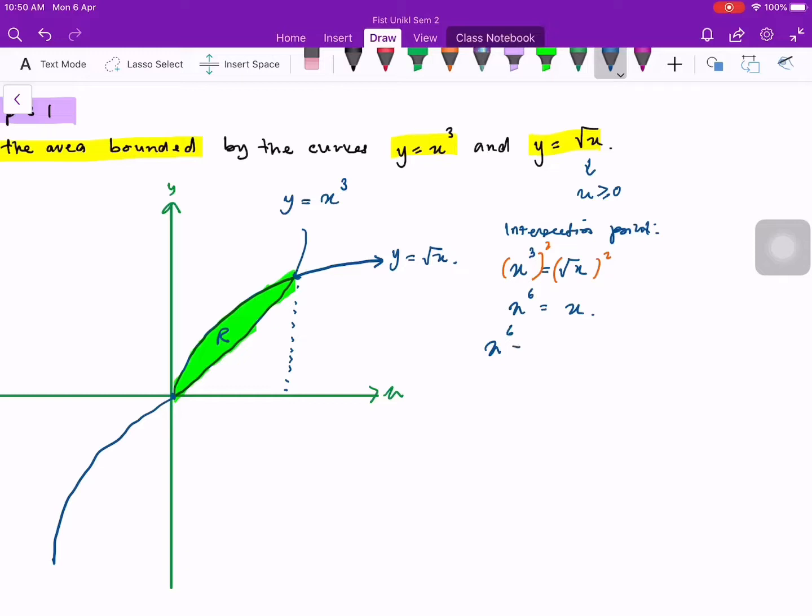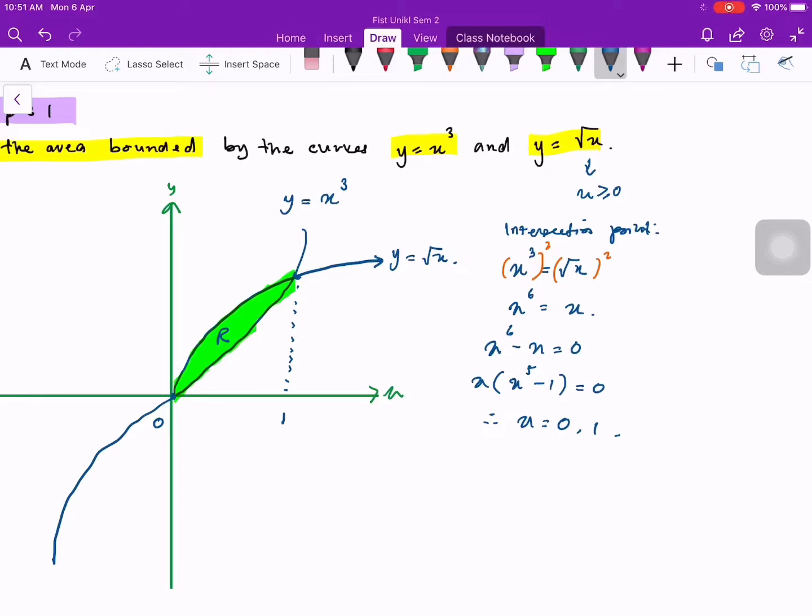Okay, x to the power of 6 minus x equals to 0. Then we factorize. We will get x to the power 5 minus 1. Therefore, x will be equals to 0 and 1. So here we're supposed to have 0 and 1 for our intersection points. Then we have to rectify which one is greater for this function, as we discussed earlier also.